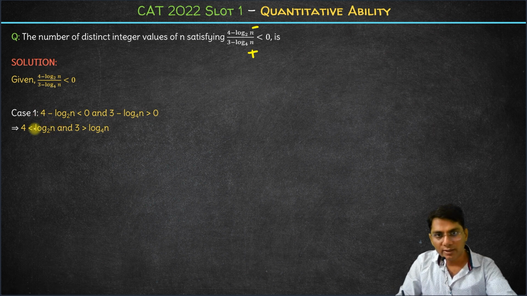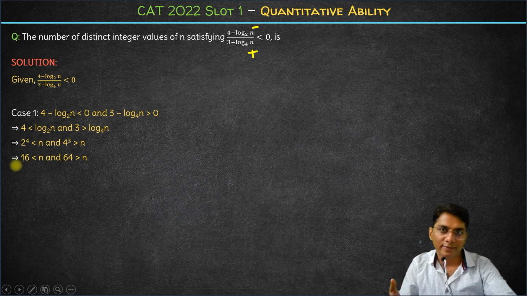See, log of n base 2 should be greater than 4. This is possible when the number n is greater than 2 to the power 4. So n should be greater than 2 to the power 4 from here. And here log of n base 4 is less than 3. So this means that the number n should be less than 4 to the power 3. 2 power 4 is 16 and 4 power 3 is 64. So n should be greater than 16 but n should be less than 64.